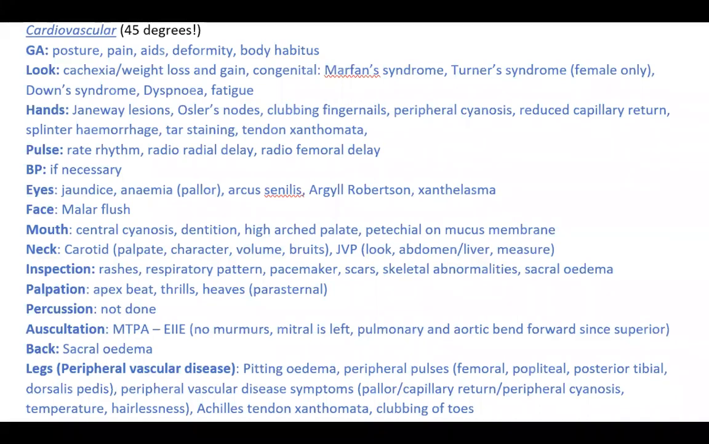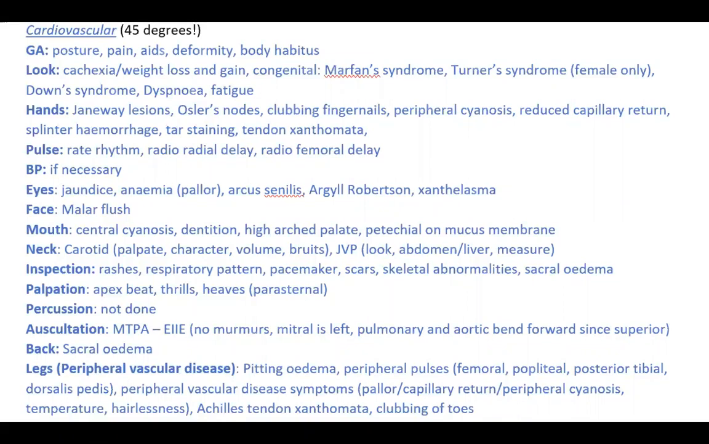Please do the neck. Do JVP for every cardio exam. Please do JVP. Do carotids, and then try to get to the chest as soon as possible. So for peripheries, do it in like 1 to 2 minutes, please. My tutor always roasted me for taking 4 minutes to get to the chest.